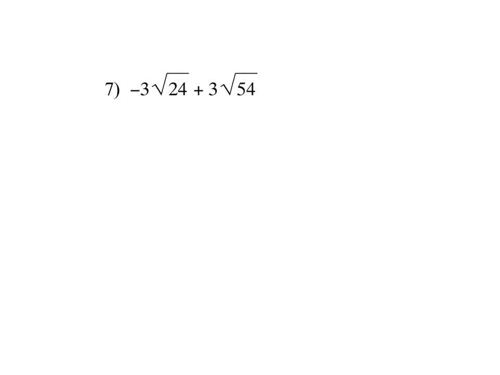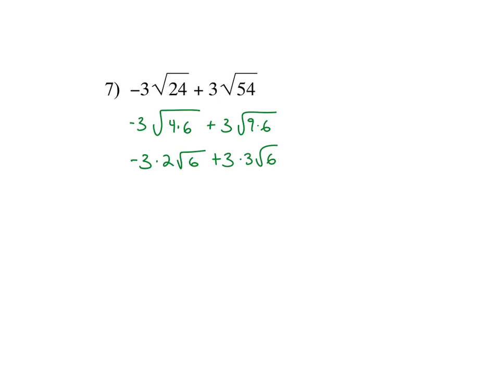So this one. In this case, let's start by simplifying both. So negative 3 square root of 4 times 6 plus 3 square root of 9 times 6. So negative 3 times the square root of 4, which is 2, square root of 6, plus 3 times the square root of 9, which is 3, square root of 6. So negative 6 square root of 6 plus 9 square root of 6. Negative 6 plus 9 is 3 square root of 6.